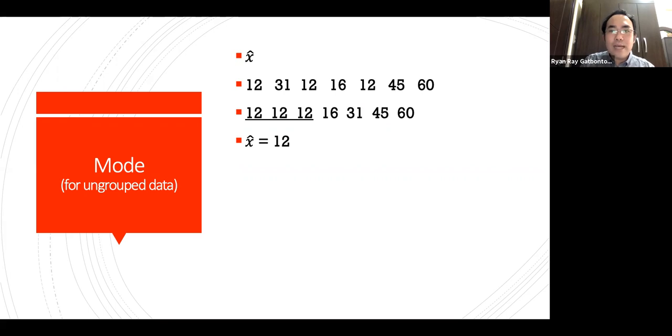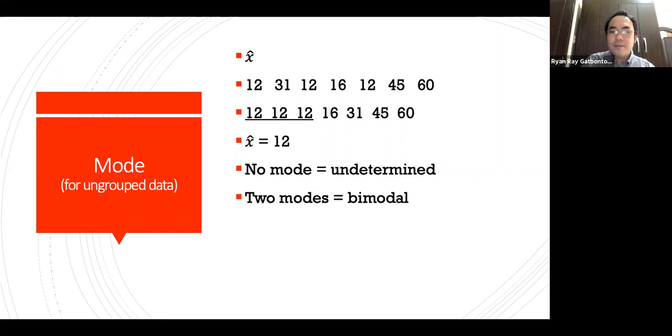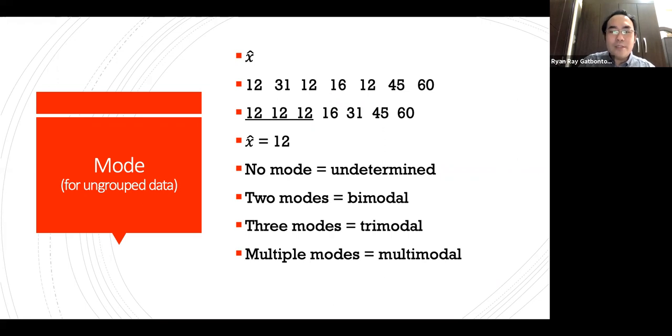You have to take note that sometimes there can be no mode in a given data set. If your data set has no mode, then the answer is that the mode is undetermined. If there are two modes in your data set, then we say that your data is bimodal. If it has three modes, it becomes trimodal. And if you have multiple modes, you can refer to that data set as multimodal.